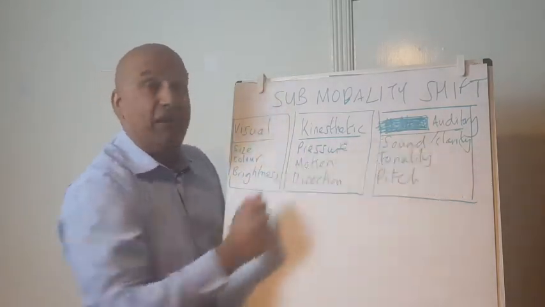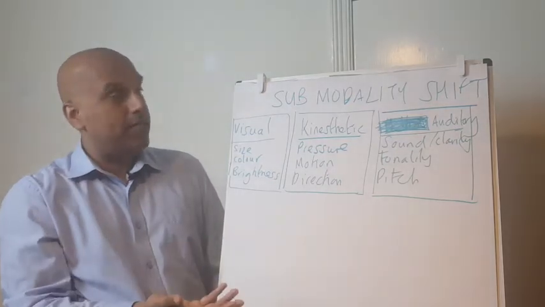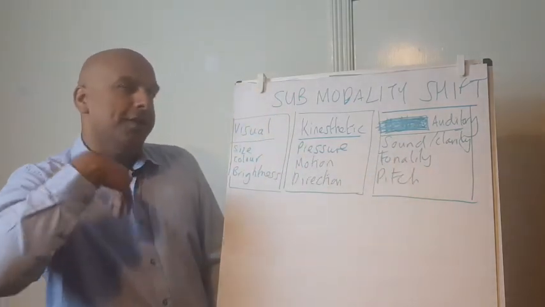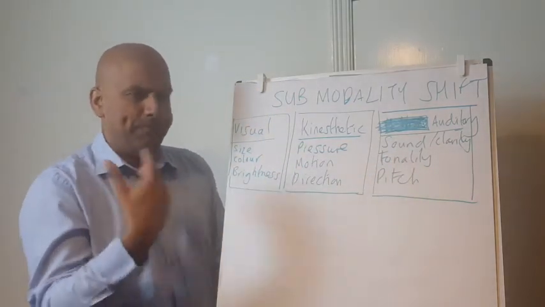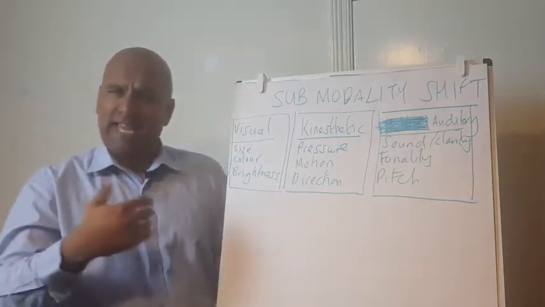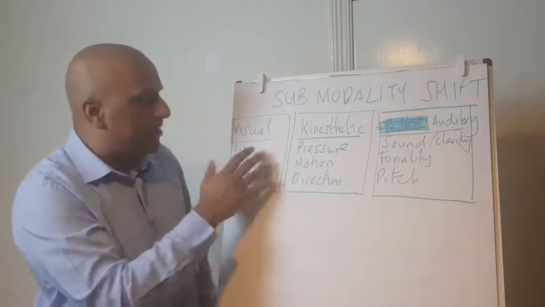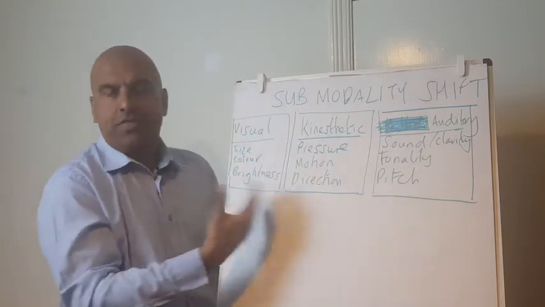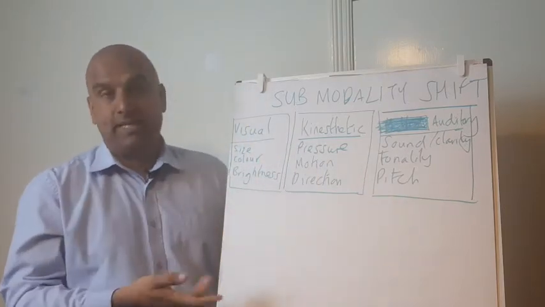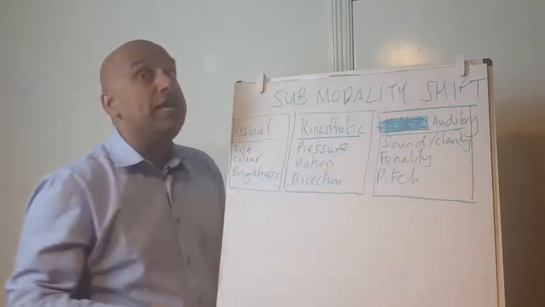So in terms of clarity of sound, okay, how clear is it? How about the actual tonality? Is it quite formal? Is it informal? And how about the pitch? Is it high or is it low? Okay, so there are actually in total around 30 odd submodalities that are within each of these three modalities.